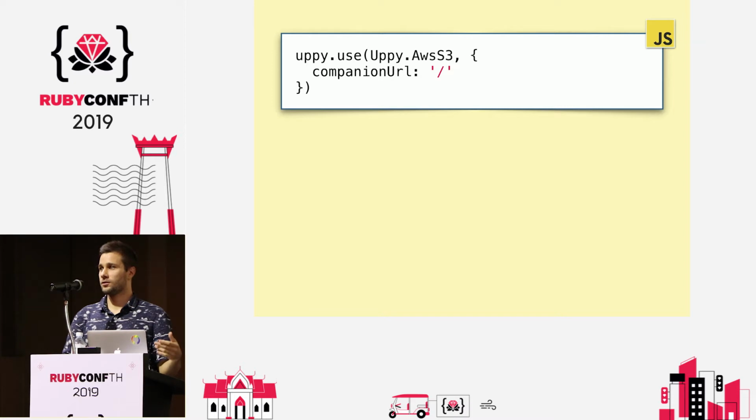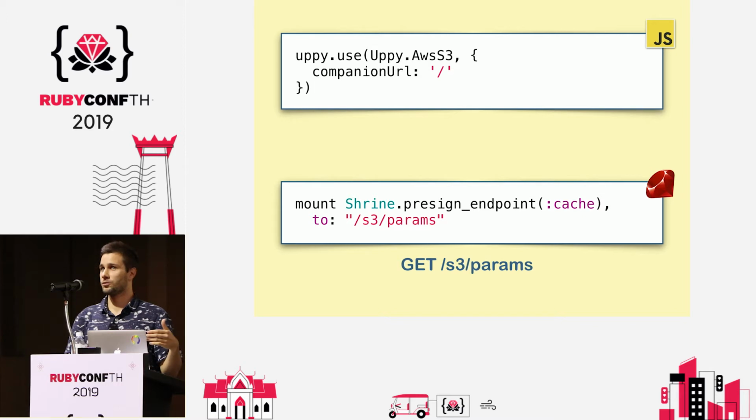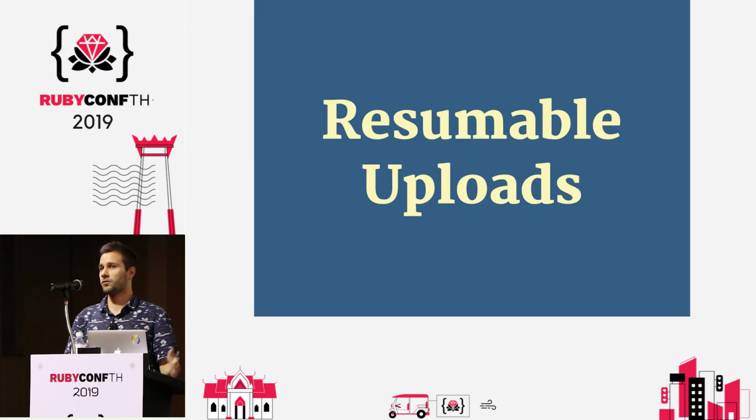What's nice is that unlike other file upload solutions in JavaScript that I saw, Uppy offers an out-of-the-box component which knows about this flow. So it will automatically make the AJAX request on the specified endpoint. And again, Shrine provides the endpoint that will retrieve the upload parameters, which you can simply mount.